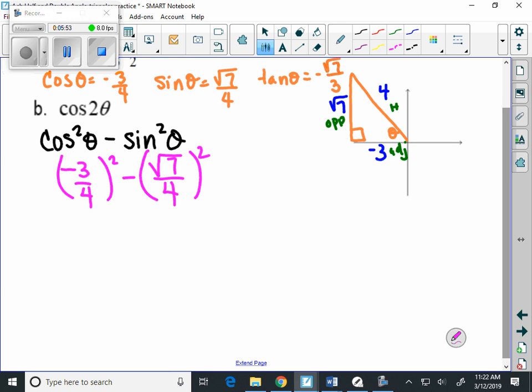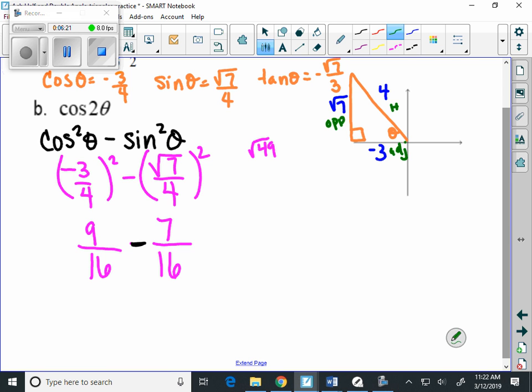Because when we square these, negative 3 squared is 9. Negative 3 times negative 3. 4 times 4 is 16. Minus square root of 7 times square root of 7. Well, that's the square root of 49, but ultimately the square root of 49 is 7. 4 times 4 is 16. Notice that I figured out the squared part first because of the order of operations.